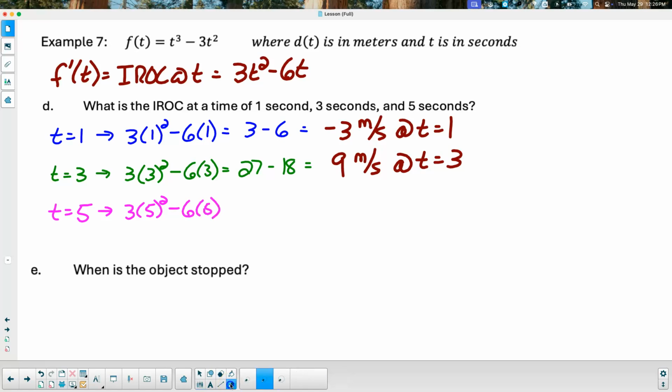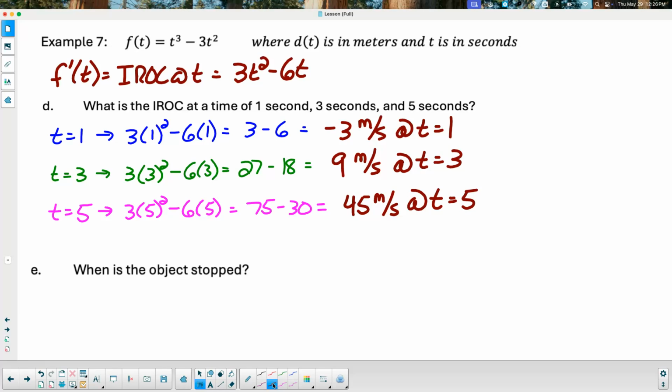Five squared is 25, times 3 is 75. 6 times 5 is 30. So we're moving at 45 meters per second at t equals 5. What does that tell me? It means we're accelerating. We're accelerating as we're going forward. Okay. All right, I love it.